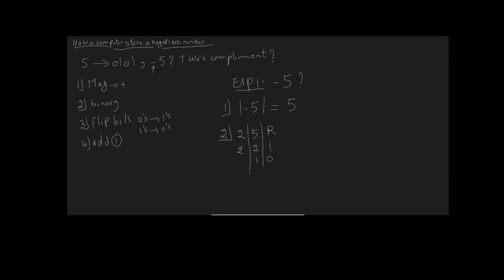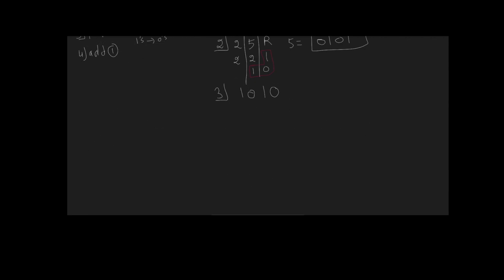Now we can take these bits and this will be our number 5. So 5 is equal to 1, 0, 1. We can add 0 to the left because it doesn't change the number. Next step, we need to flip all the bits of this number. So 0, 1, 0, 1 becomes 1, 0, 1, 0. And the last step, we need to add 1. So plus 1, and we add zeros to the left of the 1.